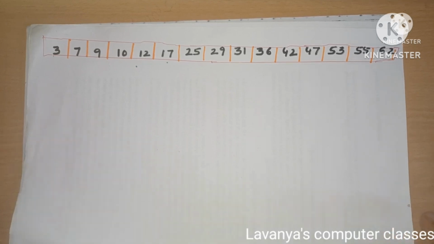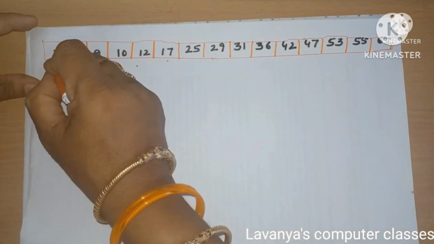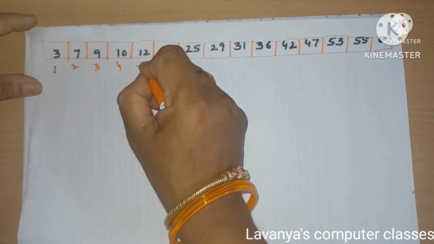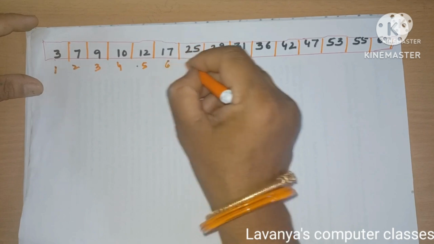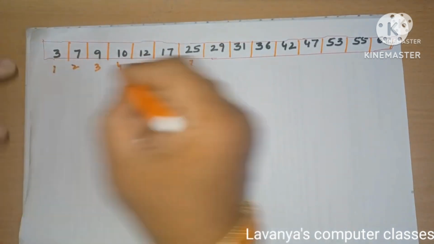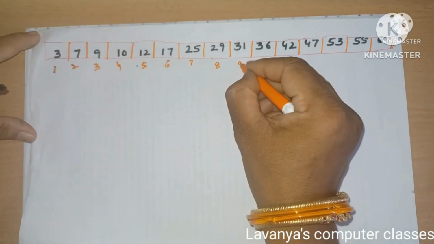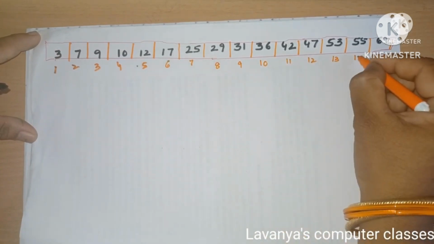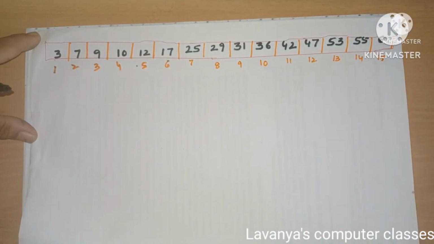So first I will take the array form. First find the positions also. This is 1, 2, 3, 4, 5, 6, 7, 8, 9, 10, 11, 12, 13, 14, 15 elements are there. So these are my 15 elements.